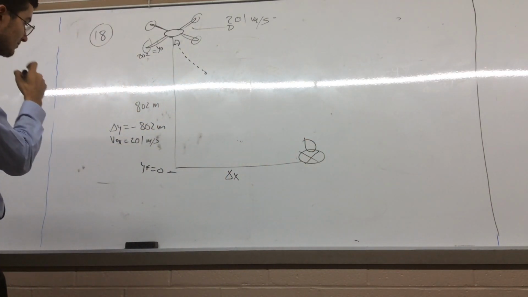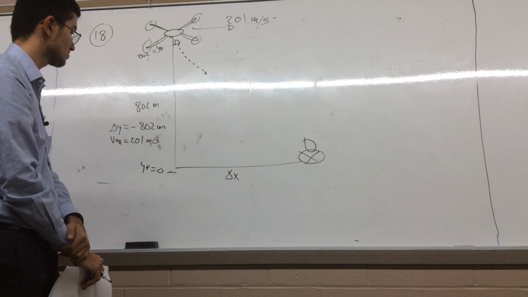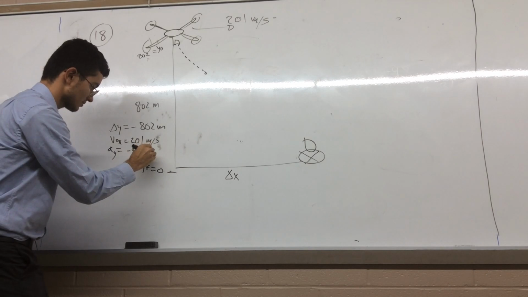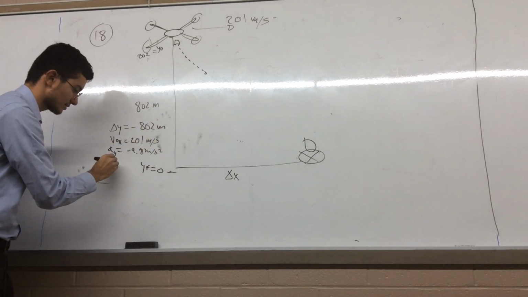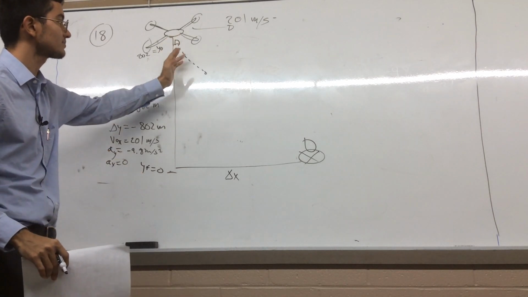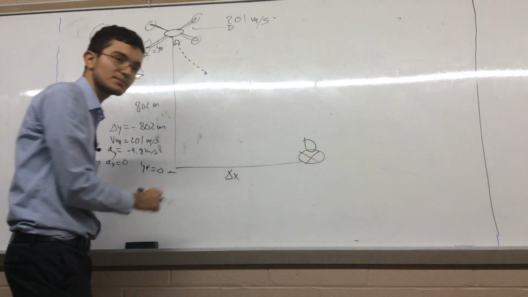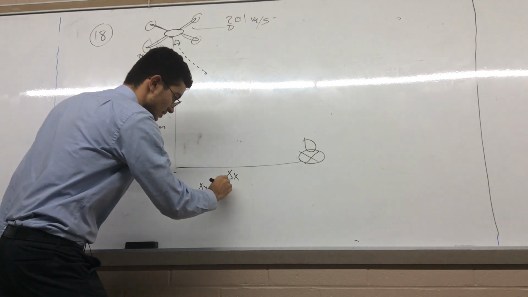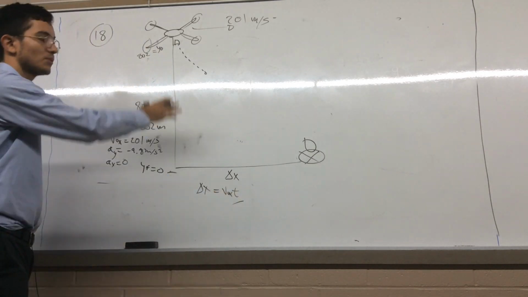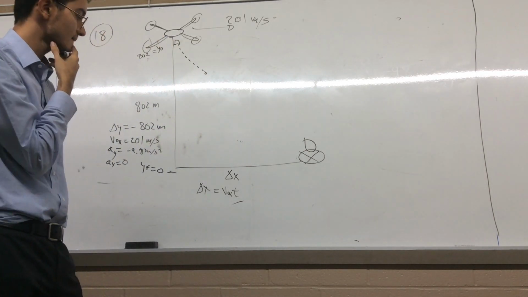So what can we do here? We have delta y, we have v0x, and we have g, the acceleration in the y direction, which is negative 9.8 meters per second squared. Of course, the acceleration in the x direction is 0. So we could find the time it takes for this package to come to the ground, and then use the second kinematics equation for displacement, which is v0x times t. But we need t, so we have to use the y components of acceleration and velocity to find time.